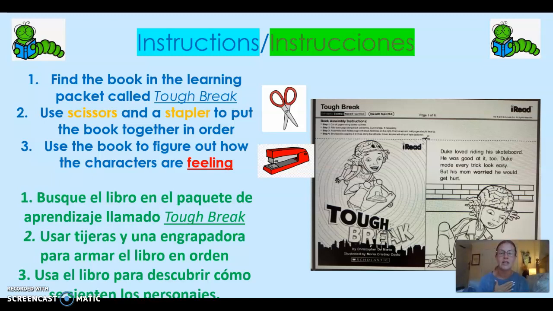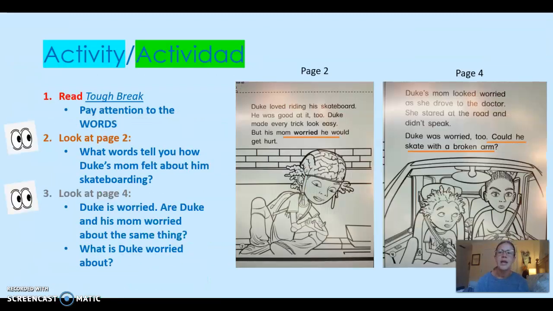How are they feeling? Looking at the pictures, looking at the words, trying to figure out how your characters are feeling. What emotions are they having? So you guys are going to read Tough Break. Someone can read it to you, or you can read it all by yourself. It's totally up to you. But I want you to pay attention today to the words. There's a couple of questions that you're going to answer after you read Tough Break. So let's do the first one together.